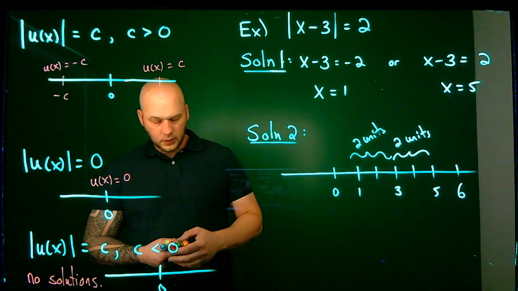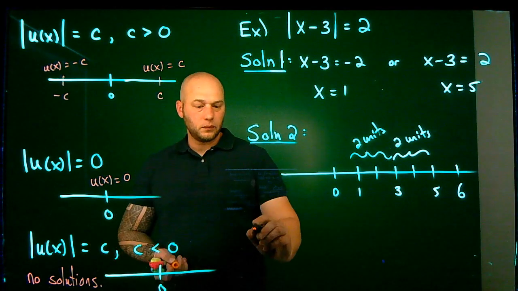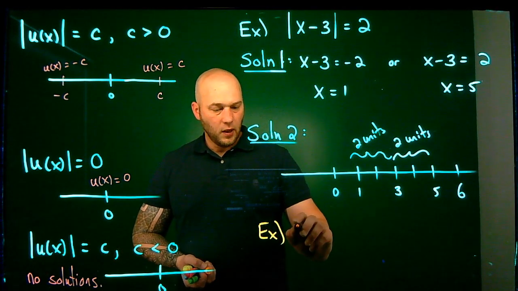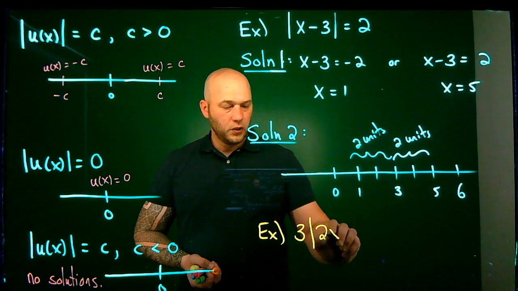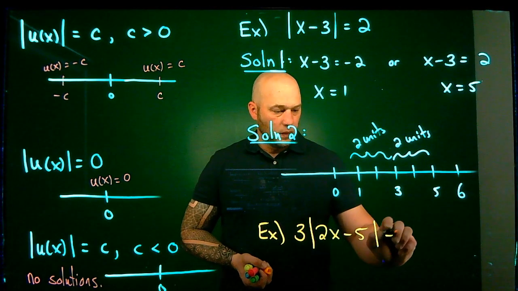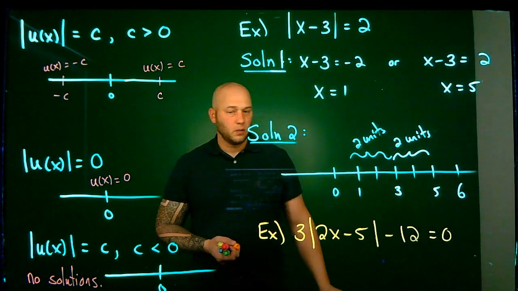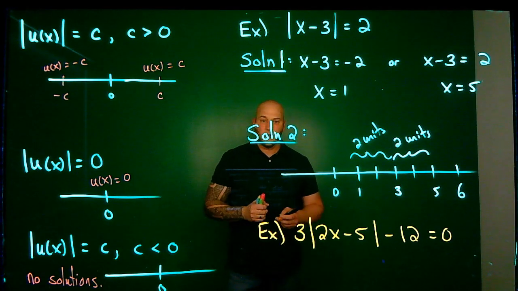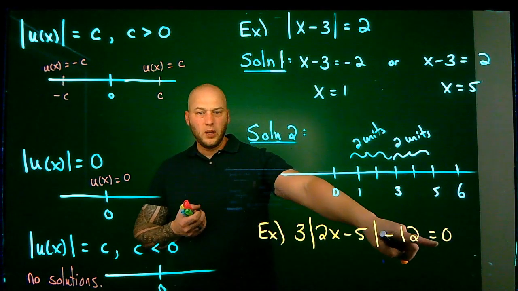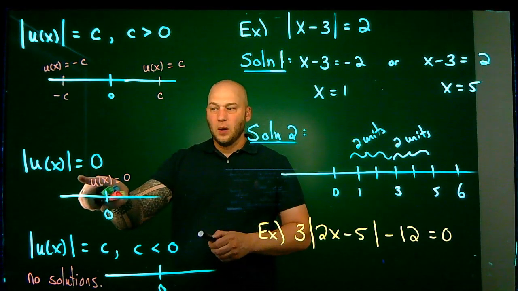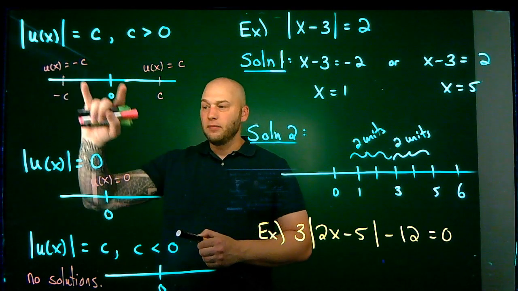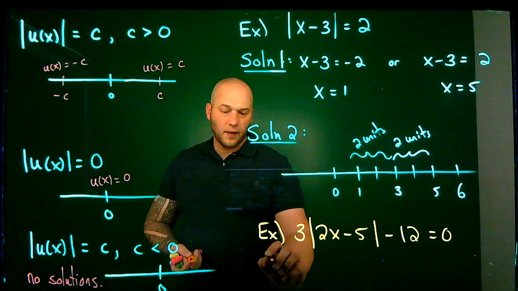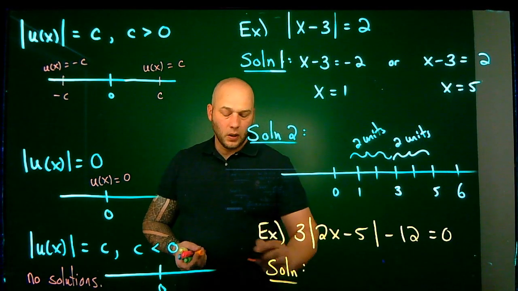Okay. Now let's take a look at a second example. Let me add a couple things to this. Let's say 3 times the absolute value of 2x minus 5, minus 12, is equal to 0. Well, all these cases over here that I have on the left, even though this one is equal to 0 here, it's not this case. Because notice here I've got the absolute value isolated, absolute value isolated, absolute value isolated. To solve this, that's the first thing that I have to do, is I have to isolate the absolute value term.